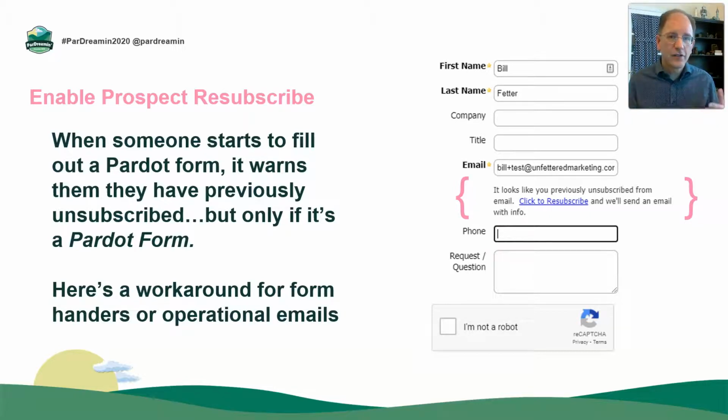But what happens if you're not? What happens if you're using form handlers or operational emails? This doesn't show up. So how do you tell your prospects who've opted out, if they fill out something and get an autoresponder, for example, that they've unsubscribed from email, and would they like to opt back in? So here's a workaround to use when you're using form handlers or if you're using operational emails.